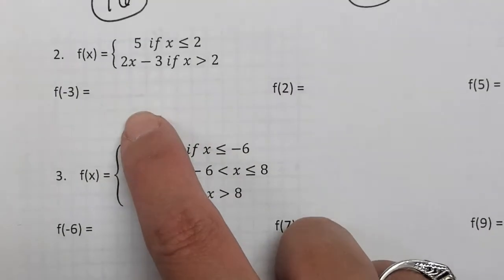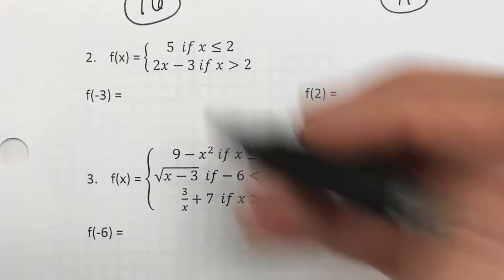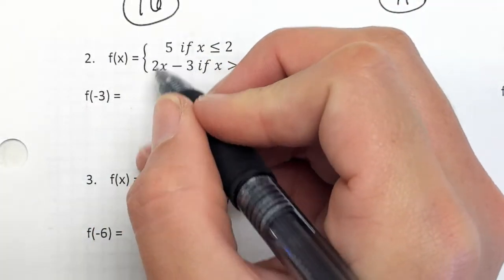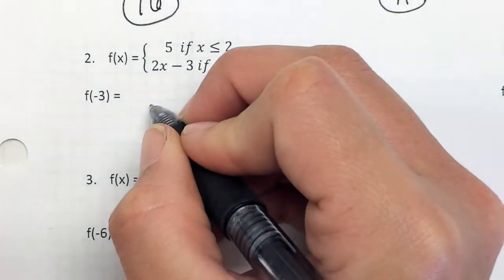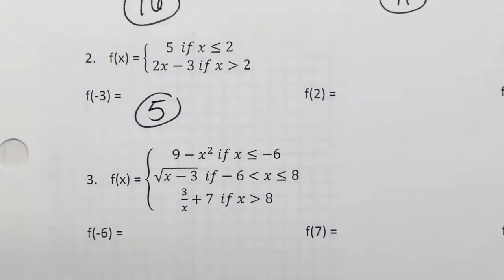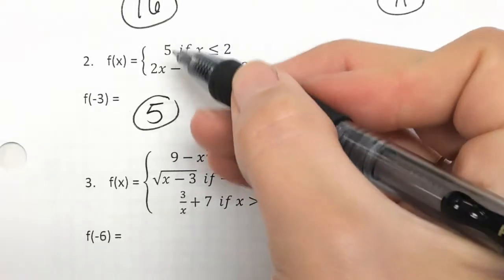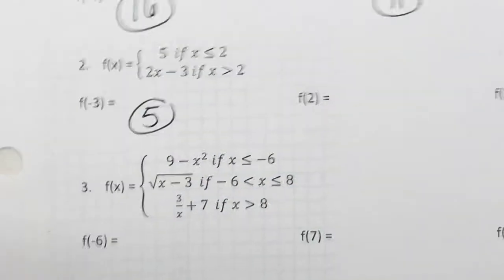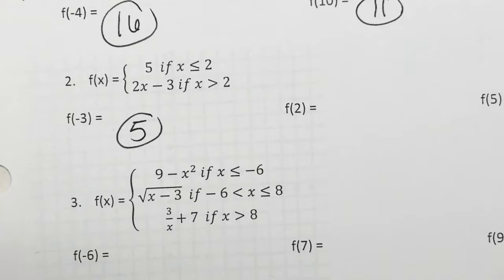Which piece, the top or bottom? Top. And so is there anything to plug this -3 into? 5. So what would the y value be? Just 5. Again, because there's no x to plug it into, so you just bring it down. Go ahead and do f of 2 and f of 5, and then I'll call in some people.